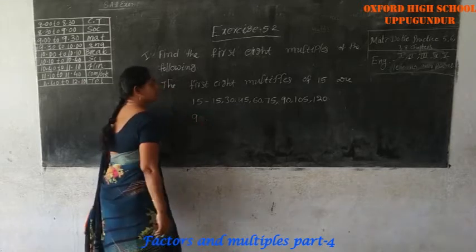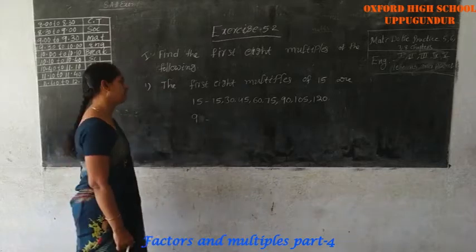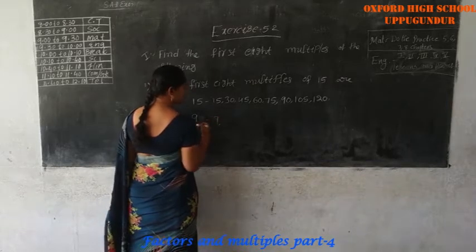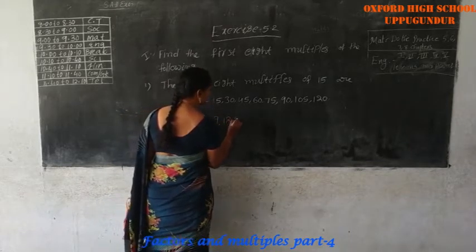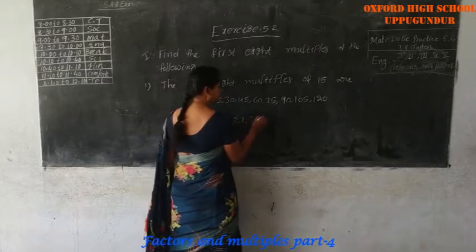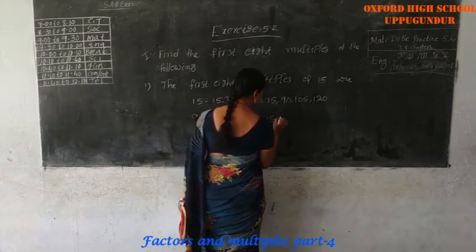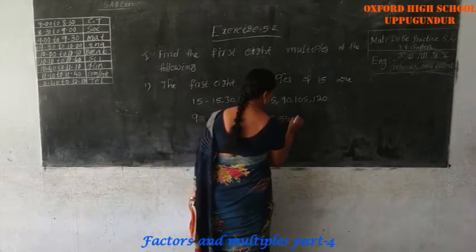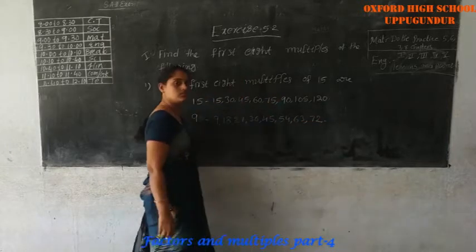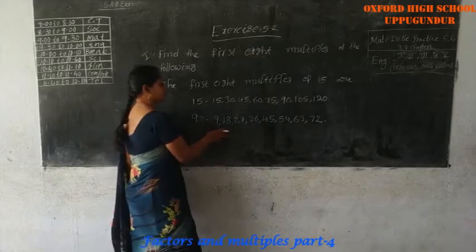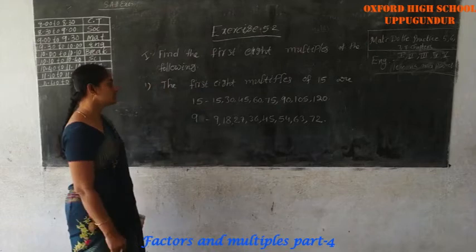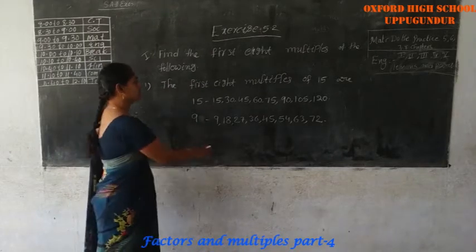9. The first 8 multiples of 9. See 9. 9 1 ja 9, 9 2 ja 18, 9 3 ja 27, 9 4 ja 36, 9 5 ja 45, 9 6 ja 54, 9 7 ja 63, 9 8 ja 72. These are 8 multiples of 9.